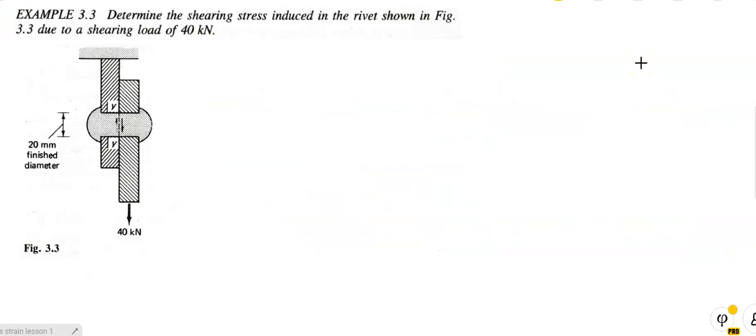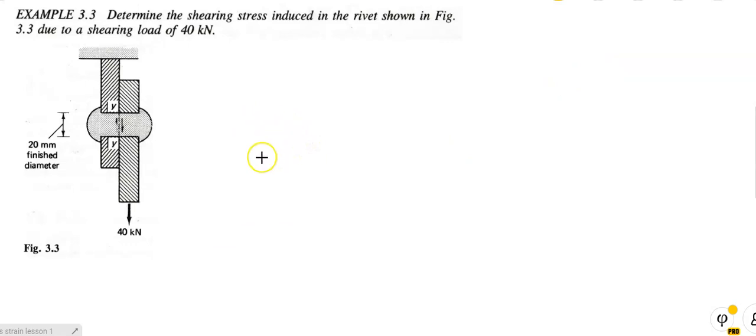People, I thought I'll just do another one before we do another lesson. Right, next one there. Determine the shearing stress induced in the rivet shown in the figure due to a shearing load of 40 kilonewtons. Now, what is a shearing load? Just very briefly.